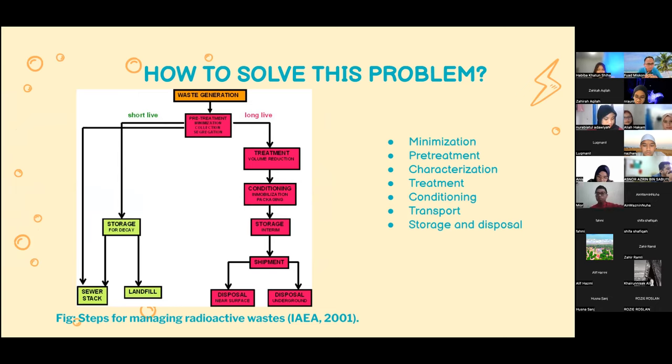Let us take a look at the diagram shown. This figure shows the steps for managing radioactive waste according to the IAEA, International Atomic Energy Agency, 2001. This detailed sequence of steps includes radioactive waste minimization, pretreatment, characterization, treatment, conditioning, transport, storage, and disposal. Eventually, to ensure that each waste is correctly handled and the final waste form has the required qualities, all quality assurance requirements should be defined for all steps of the waste management process.